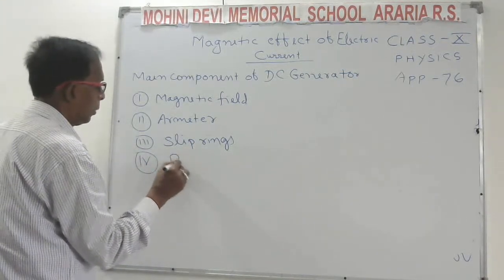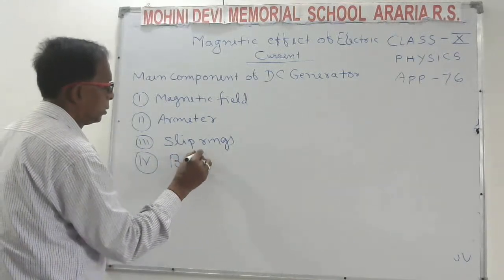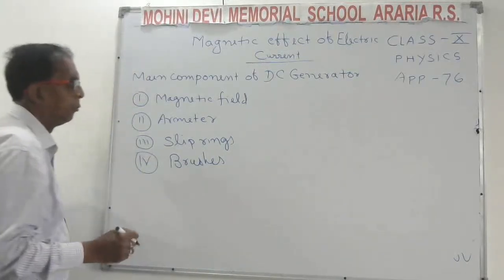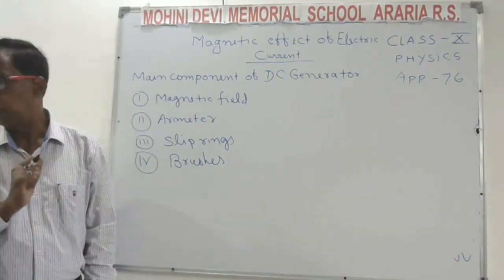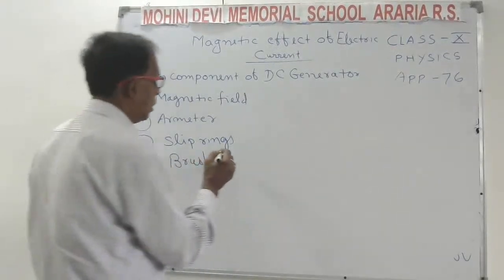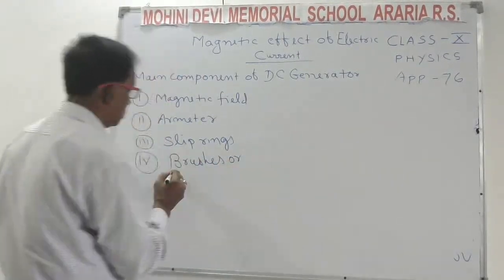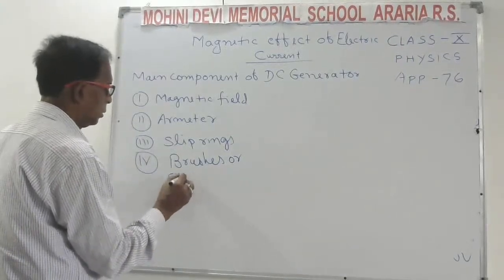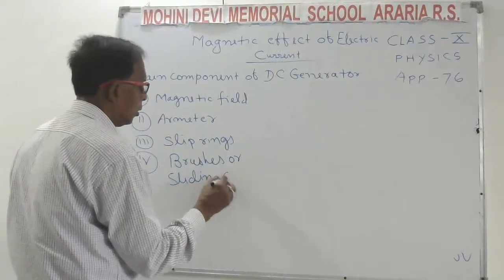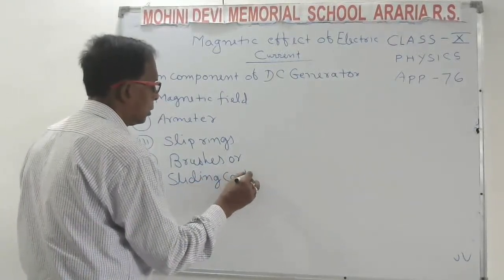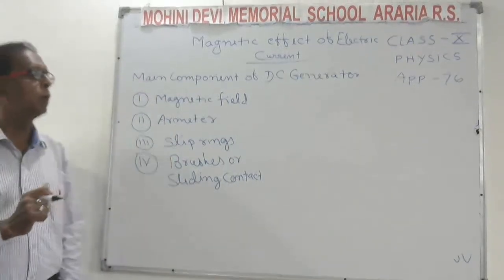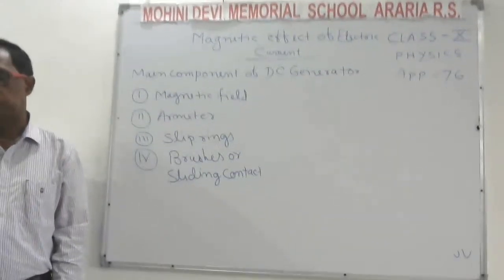Brushes, or sliding contact. These are the main components of the DC generator.